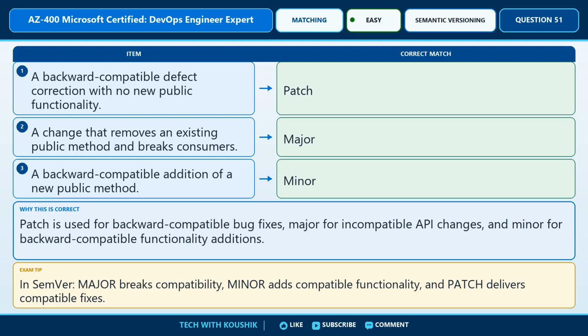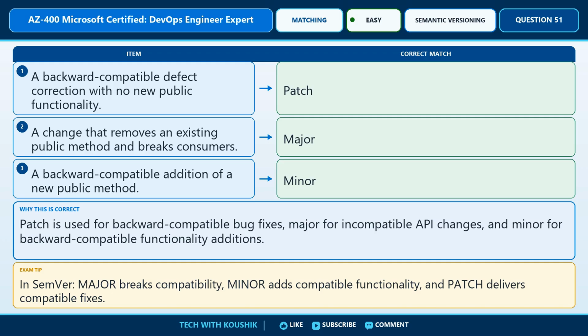The correct matches are as follows. Left item 1. A backward-compatible defect correction with no new public functionality. The correct match is patch. Left item 2. A change that removes an existing public method and breaks consumers. The correct match is major. Left item 3. A backward-compatible addition of a new public method. The correct match is minor.